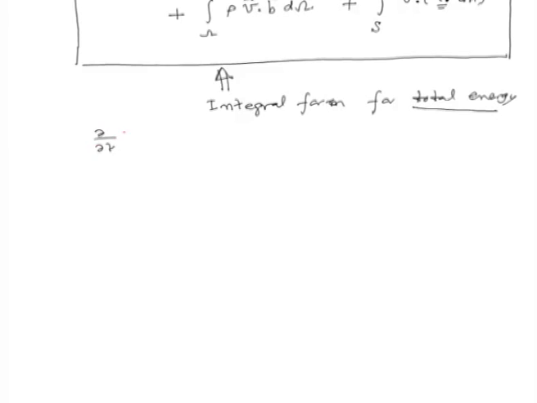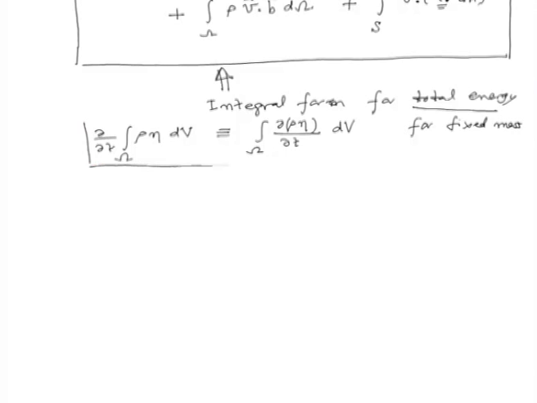The first one, this del by del T of rho eta dV, can be written as volume integral over omega of del rho eta by del T dV for fixed mass. For fixed mass we can assume that the time derivative or the temporal derivative and the integration can be easily interchanged. Next let us use Gauss divergence theorem to transform all the surface integrals which we had into volume integrals.